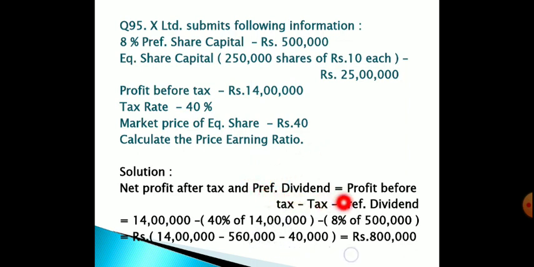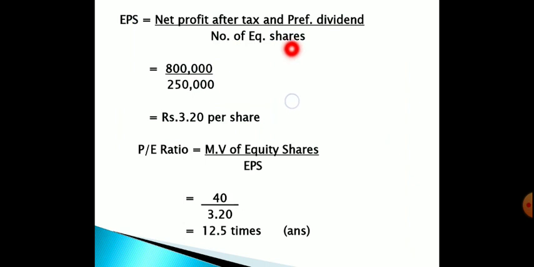So again, we'll start with the net profit after tax and preference dividend, that is profit before tax minus tax minus preference dividend: 14 lakh minus 40% of 14 lakh minus 8% of 5 lakh, which is rupees 8 lakh. Now the number of equity shares is already mentioned in the question as 2,50,000. So earning per share is net profit after tax and preference dividend divided by number of equity shares, which is 8 lakh divided by 2,50,000. This gives us rupees 3.20 per share.